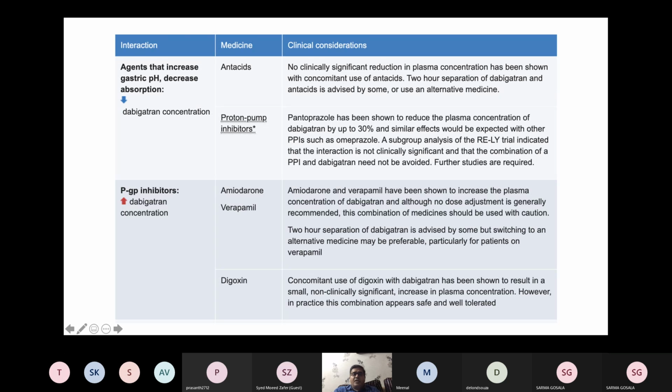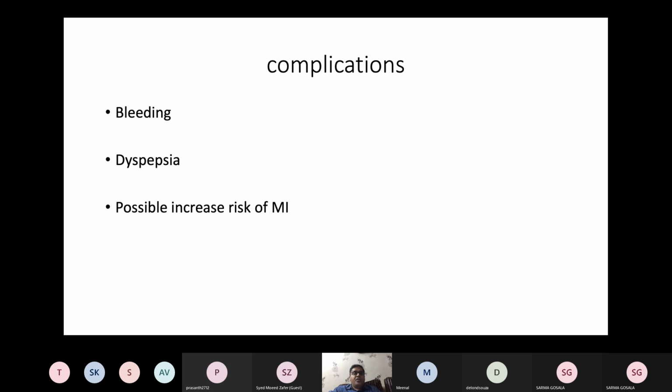So it's a very common thing because we are using these drugs in patients with AF. We need to use amiodarone or verapamil to control the rates. So these are situations where you may use them concurrently, and you need to be careful. Dose adjustment will be required for these patients.